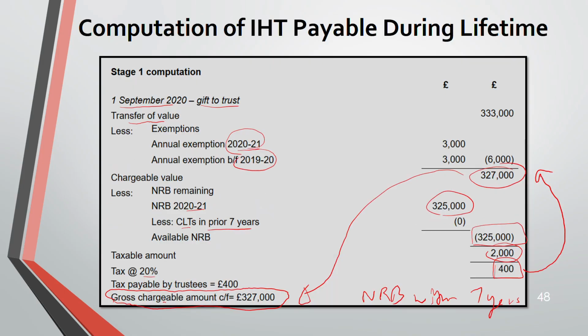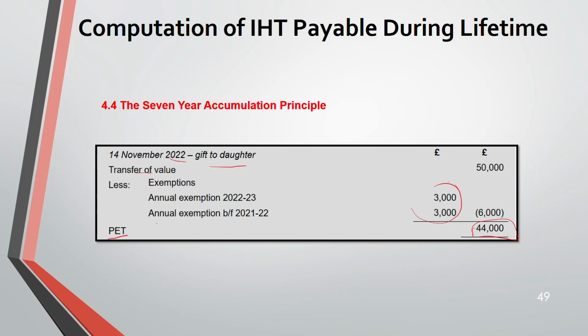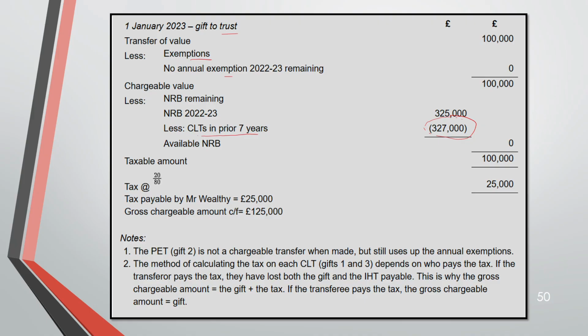So this 327 is nothing but the gross chargeable amount. You see, that's why you have to calculate. So your nil rate band has been utilized by that. There is nothing left. This is your taxable amount. Donor is paying, that is Mr. Wealthy. So you take 25%, which is 25,000. This 25,000 you have to add with your chargeable value 100,000, and hence your gross chargeable amount is 125,000.